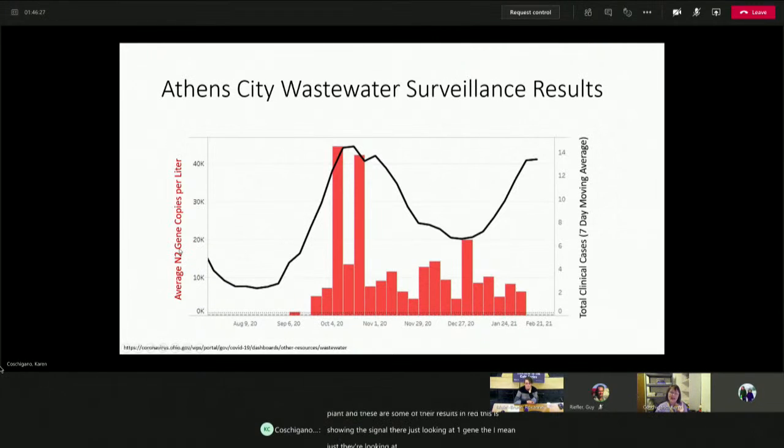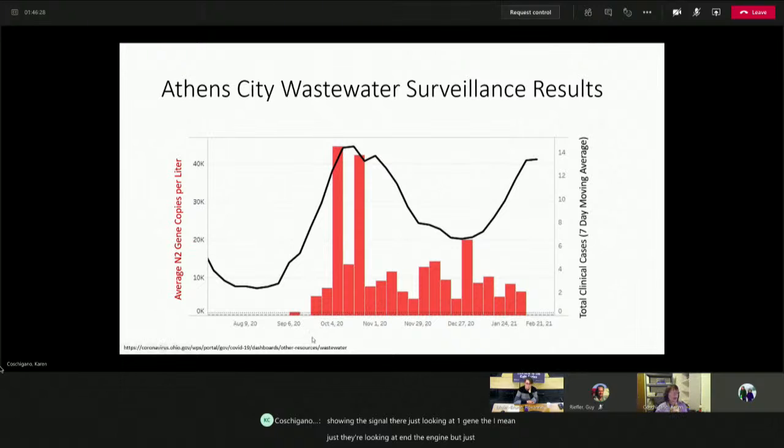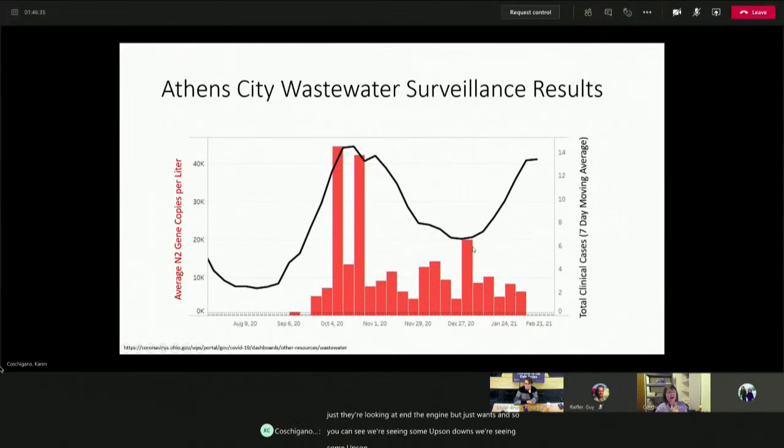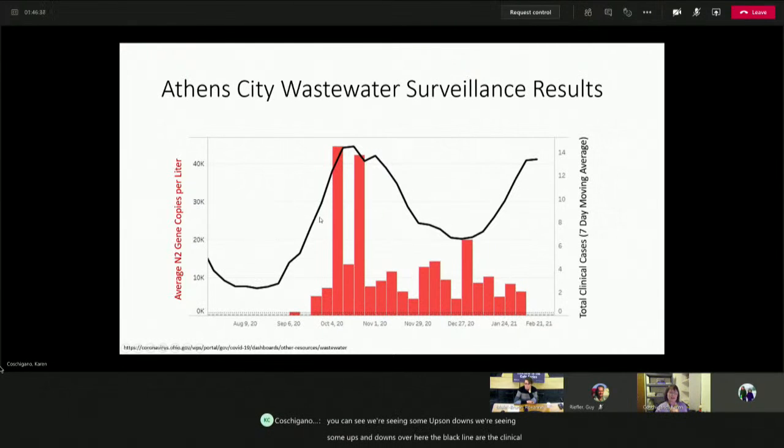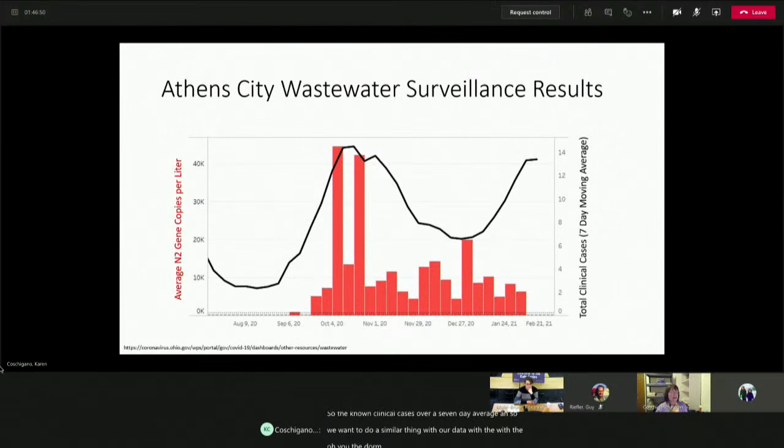They're looking at the N gene, but just once. And so you can see we're seeing some ups and downs over here. The black line are the clinical cases, so the known clinical cases over a 7-day average. And so we want to do a similar thing with our data, with the OU dorm data, and see if we can figure out trends and such.